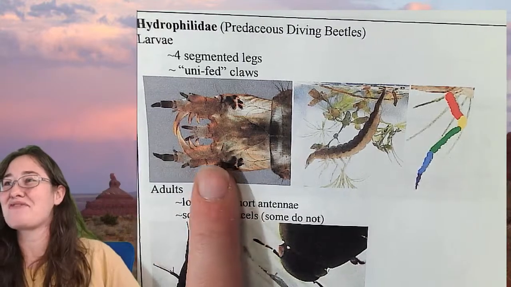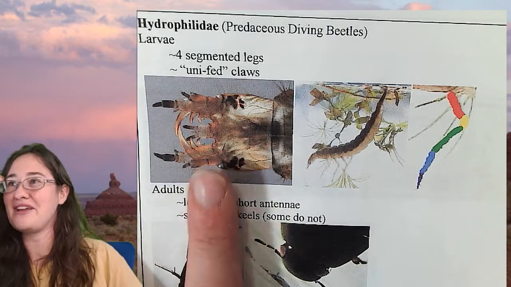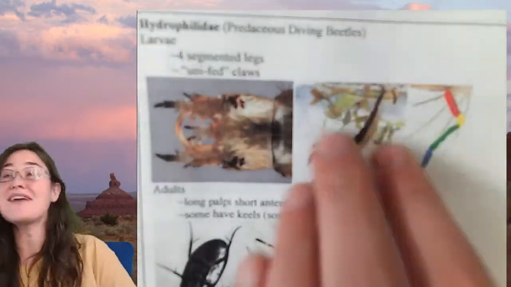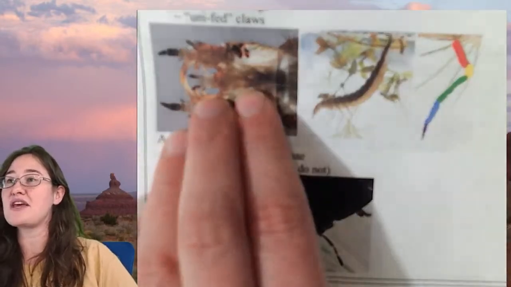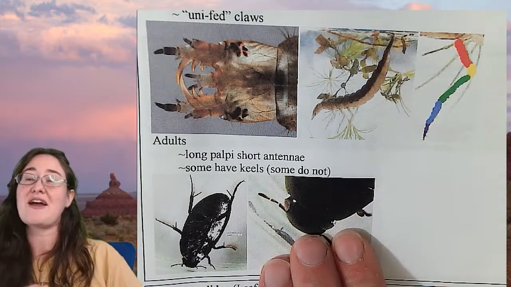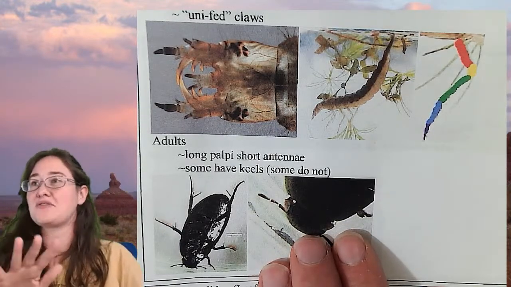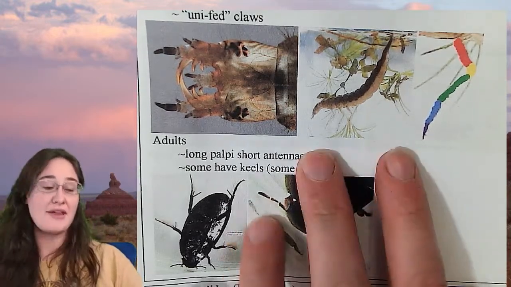These guys also have really awesome larvae, but these guys are predators. So predaceous diving beetles are predators as grubs and as adults. So you can expect to find them in that 10% predator range. But they also do not require highly oxygenated water.